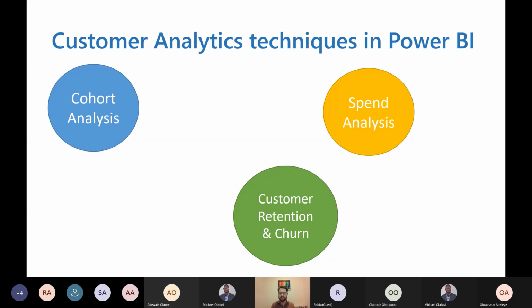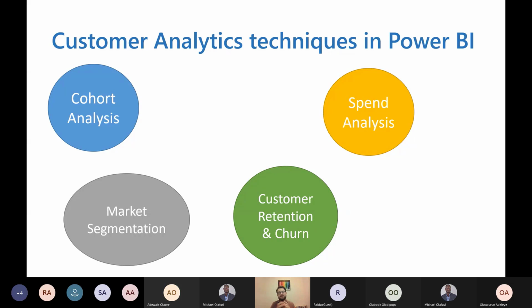So that's where spend analysis is very useful. And spend analysis ties into market segmentation as well. By market segmentation, we're talking about techniques you can use to group your customers based on different attributes. One of the more common ones within marketing is RFM segmentation, RFM standing for recency, frequency, and monetary value. Based on these three features, you can categorize each of your customers based on how recently they've bought from you, how frequently they're buying from you, and how much they're spending with you.